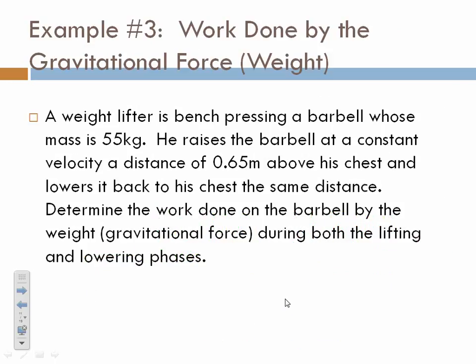Let's look at example number 3 here. So we have a weightlifter, and they're bench pressing a barbell that has a mass of 55 kilograms. All right, so he raises the barbell at a constant velocity, a distance of 0.65 meters above his chest, and he lowers it back to his chest the same distance. So let's determine the work done on the barbell by the weight or the gravitational force during both the lifting and the lowering phases. So here is where direction matters, all right?